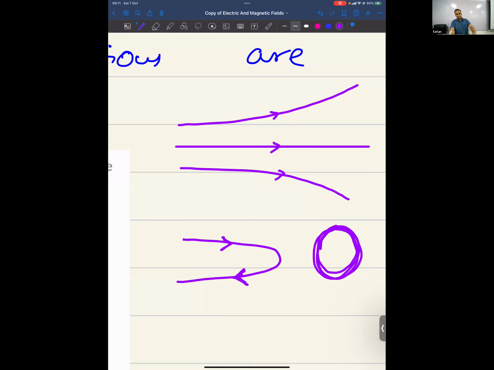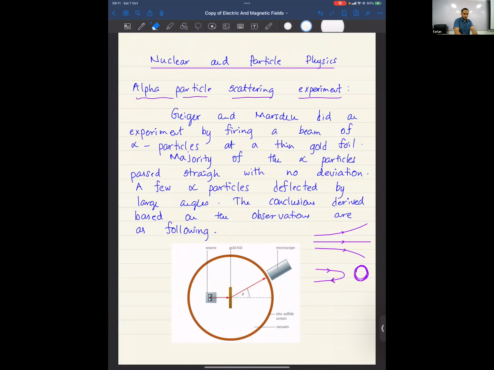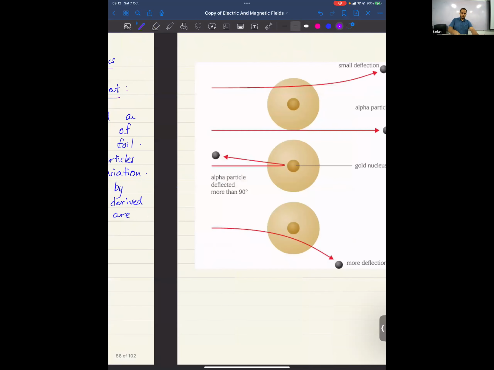Understood? So this is an experiment which was done to know the structure of an atom, and this is what is accepted as the structure of the atom so far.